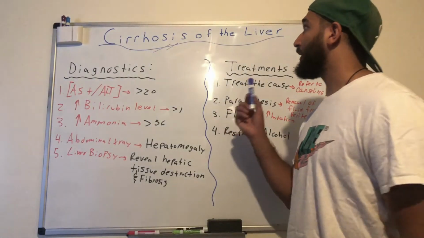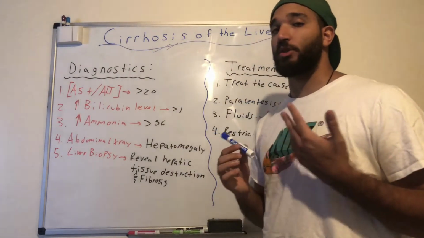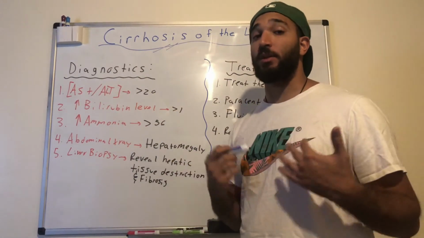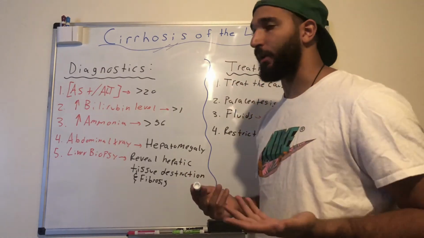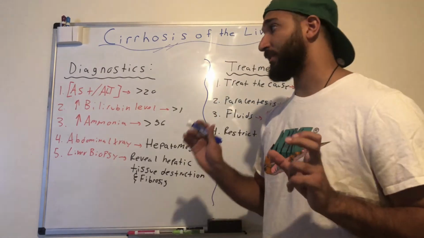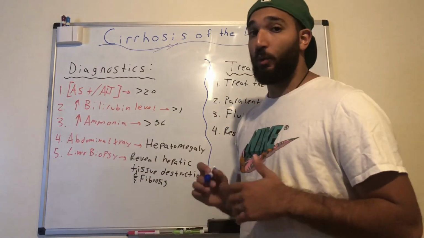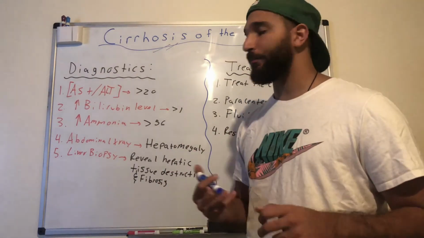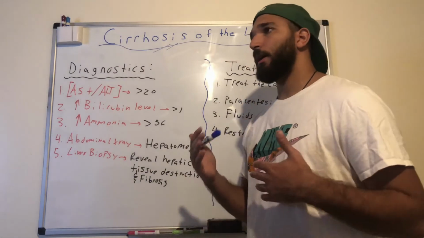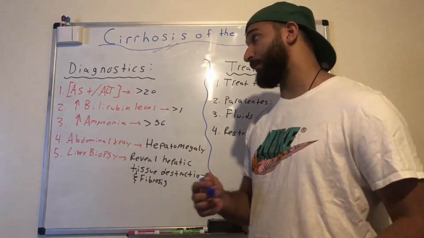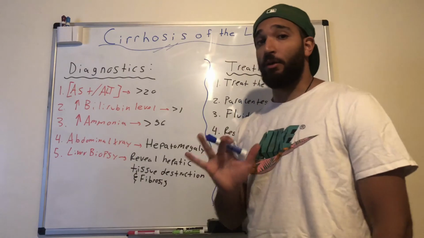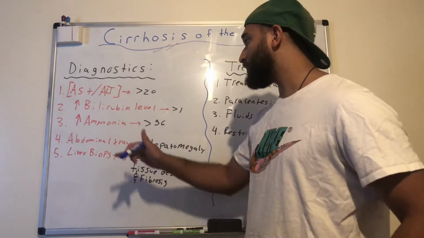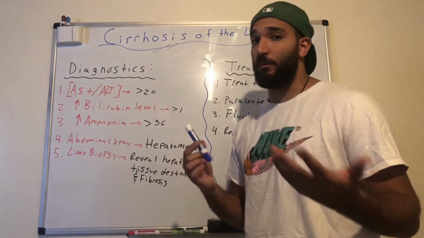Okay, for some diagnostics for cirrhosis of the liver, we want to trend their AST and ALT levels. If a patient does have cirrhosis, they're going to be elevated, greater than 20. It's important to trend those because they're specific to the liver. Second, we want to monitor their bilirubin levels, because the liver is going to have a difficult time conjugating bilirubin, and the amount is going to increase significantly. Also, we want to monitor their ammonia, because that ammonia is going to lead to their asterixis and tremors. It can be above a number of 56.